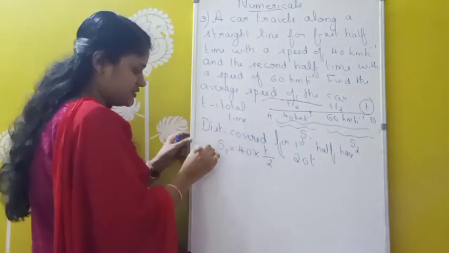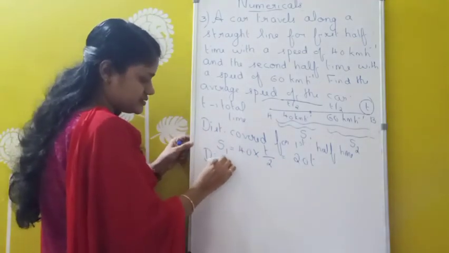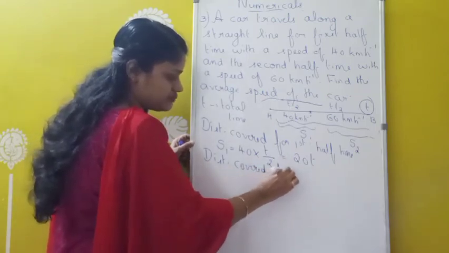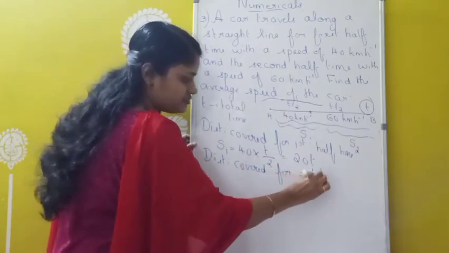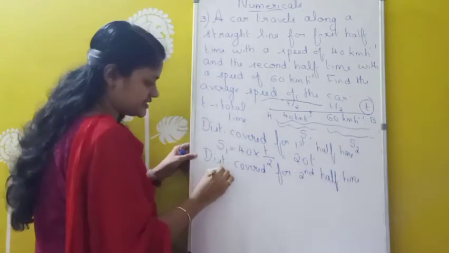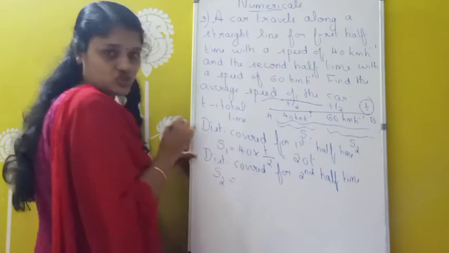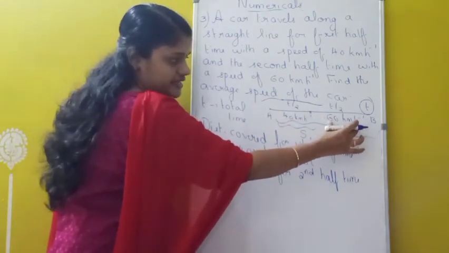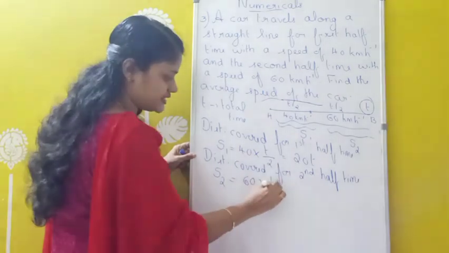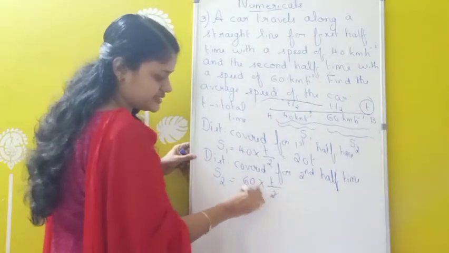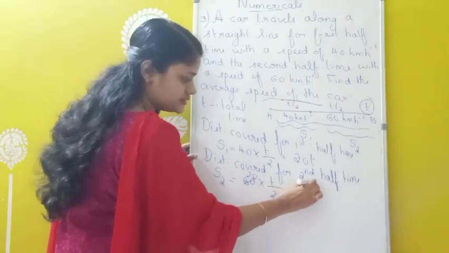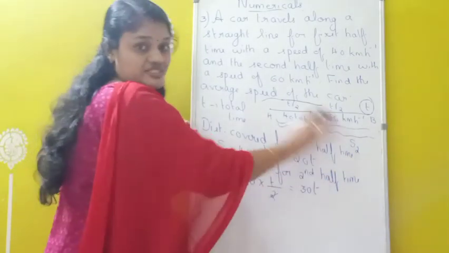Similarly, we have to find the distance covered in the second half time. That is taken as S2. S2 equals speed into time here also. What is the speed here? 60, into what is the time? T by 2. So cancelling, we get 30T. So this is the distance covered in the second half.